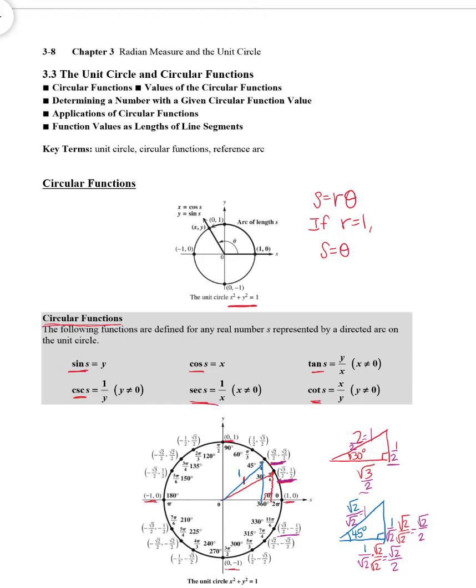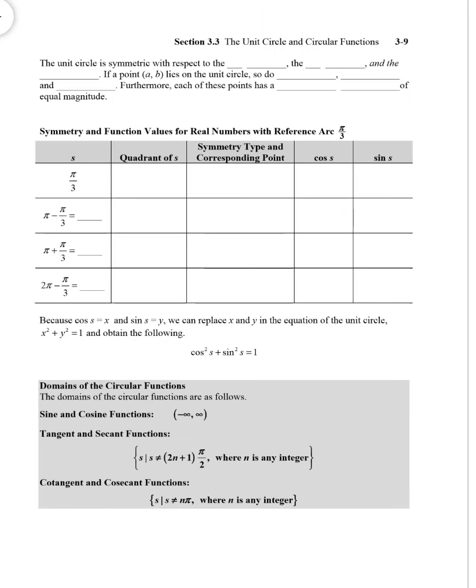If you compare something like root 2 over 2, root 2 over 2, with negative root 2 over 2 and negative root 2 over 2, and then the same thing with all the other points, you can see that across the origin, there is symmetry. So let's go ahead and write that in the next page here. So the unit circle is symmetric with respect to the x-axis, the y-axis, and the origin.